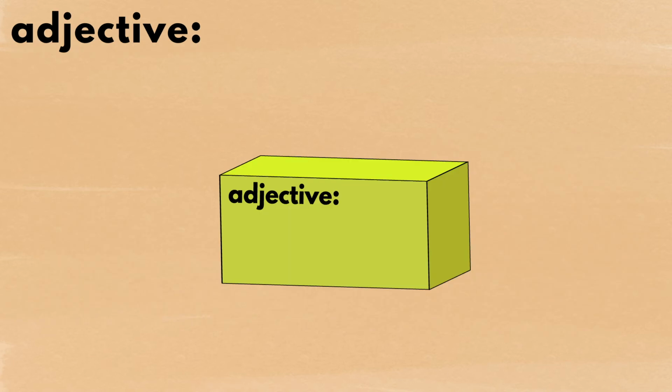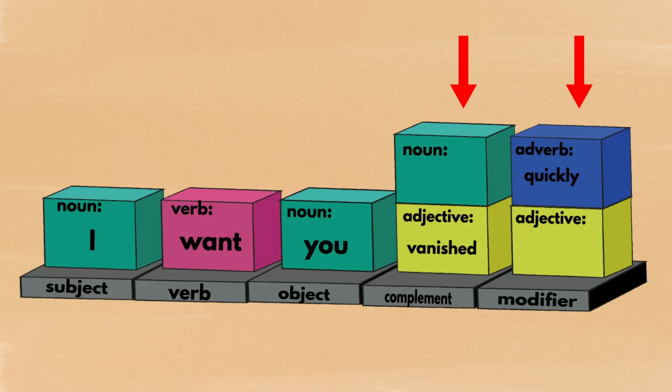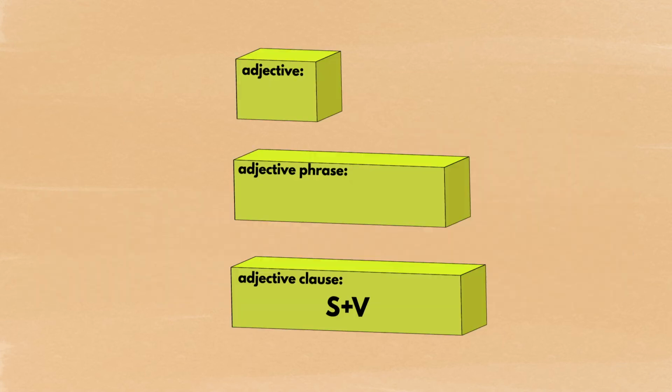The next part of speech is the adjective. Adjectives are words that describe the quality of nouns. Words such as red, beautiful, and expensive. The adjectives come in complement and modifiers position. There are 3 dimensions to the adjectives: adjective, adjective phrase, and adjective clause.